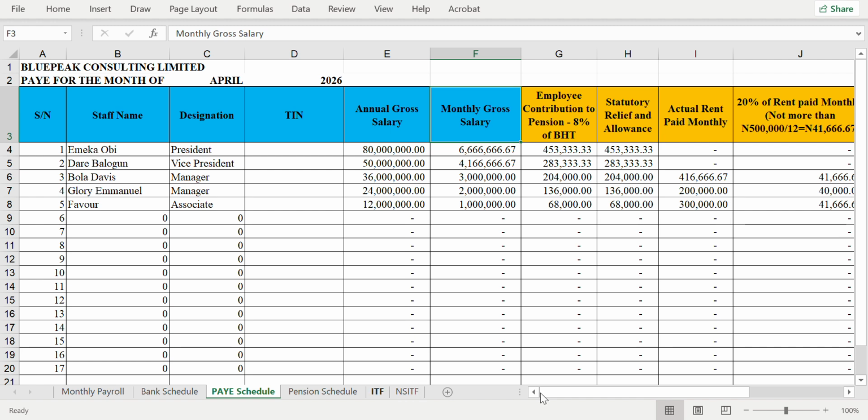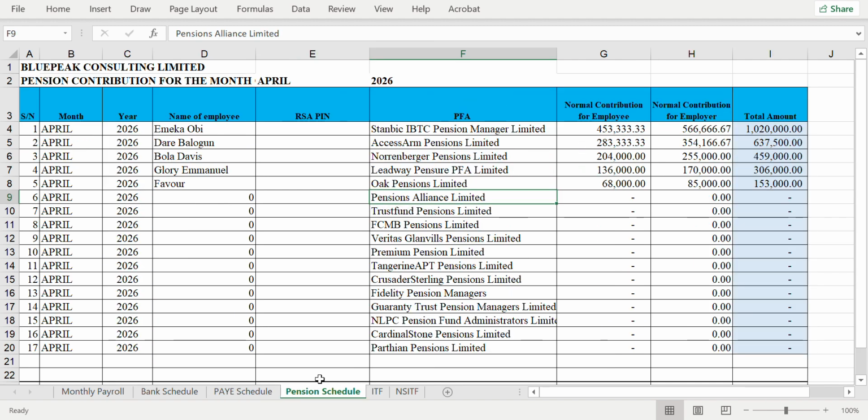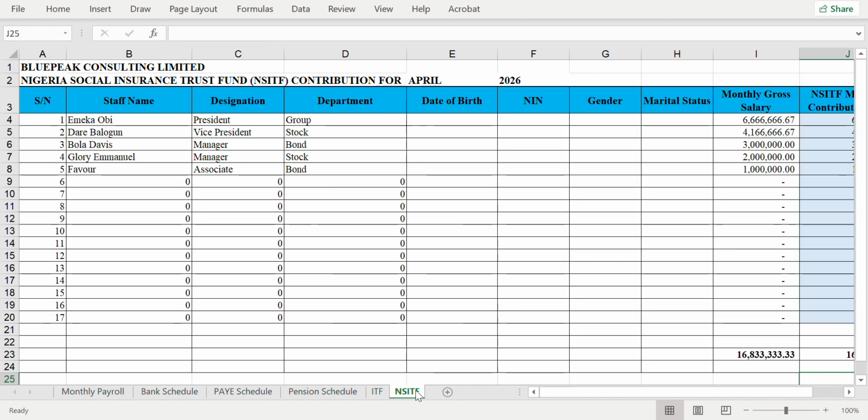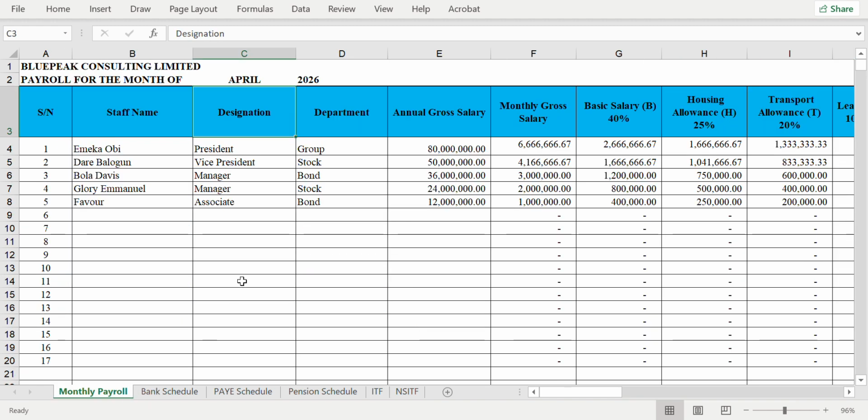Then the pension schedule, you include the RSA pin and the PFA. That's all. And then the ITF and the NSITF, here we just input more information about the staff, and that's all. And then you have your payroll within a short period of time. Get this and make your life easier when preparing your staff payroll.